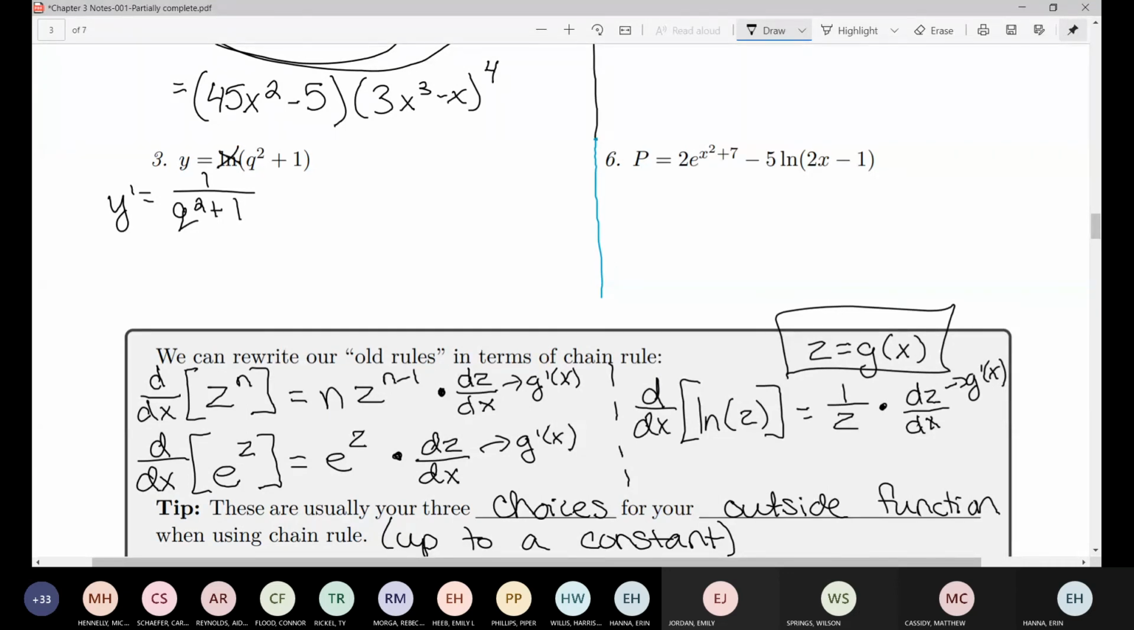Now I've got to take the derivative of what was inside the natural log. What's the derivative of q squared? It's 2q plus the derivative of 1, which is 0. Nothing else to take the derivative of from the original thing. I don't have any more inside functions. I'm done. If I wanted to, I could clean that up the tiniest bit to this. Once again, unnecessary.